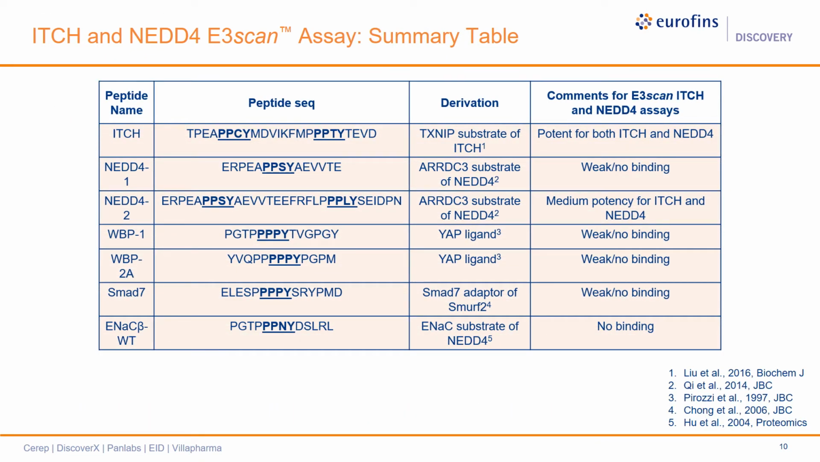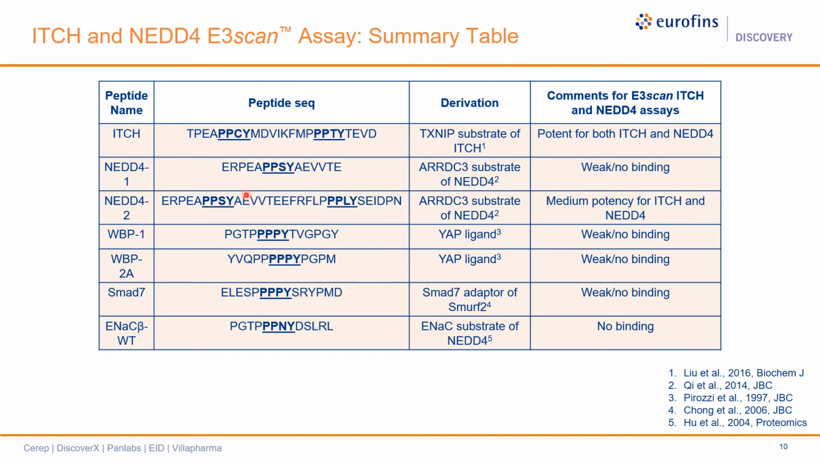This table summarizes the results from screening the PPxY motif peptides against the ITCH and NEDD4 E3scan assays that we developed. The PPxY motif peptides we used are derived from known substrates of the NEDD4 subfamily. For example, if you look here at the ITCH peptide, it has two PPxY motifs from its substrate TXNIP. This peptide showed potent binding to ITCH, just as we expected, and in addition, we also saw potent binding to NEDD4.